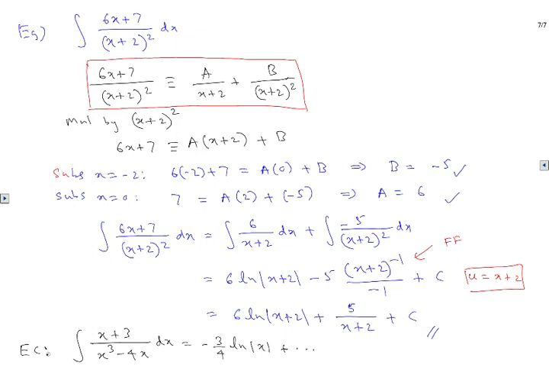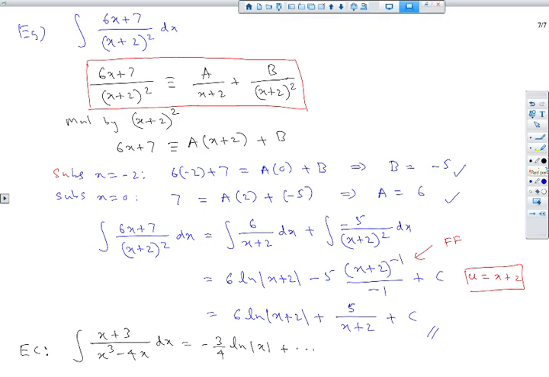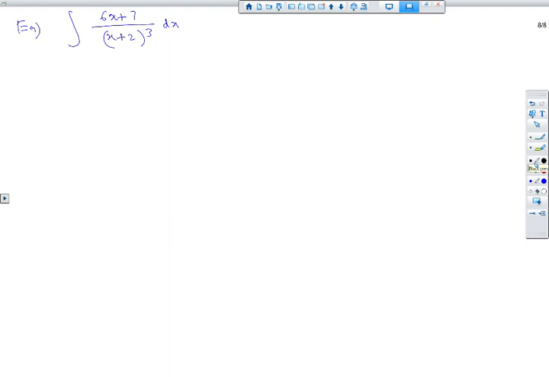So let's do a problem, maybe with 3 repeating. It's the same thing, but let's just do one more problem just to see how things go. I'm going to do 2 more examples. The next one is, how about we have 6x plus 7 over x plus 2 cube. The approach is very similar. We can write the form first.